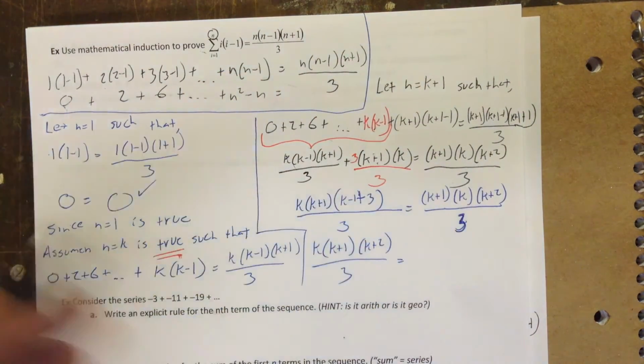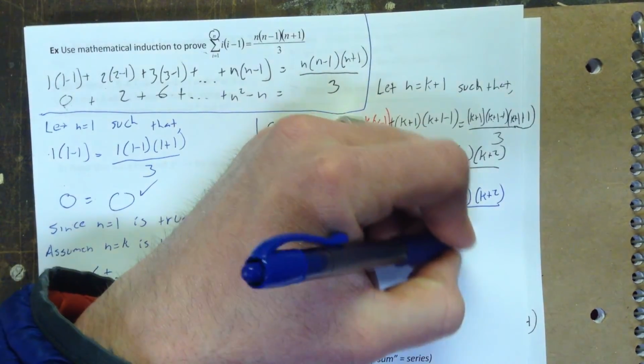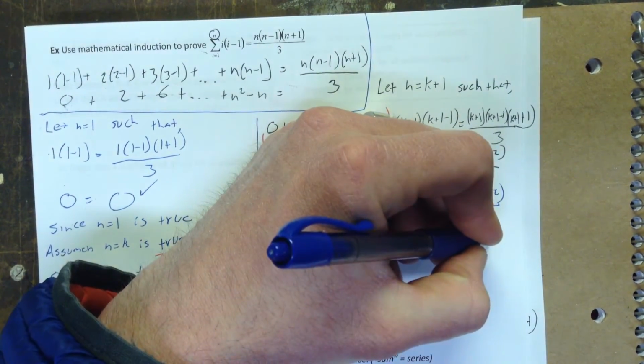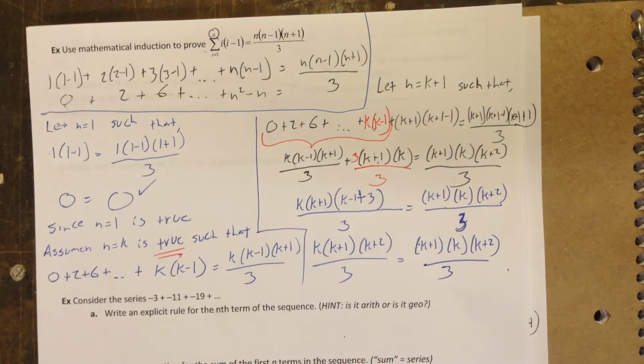Now the order is slightly different. Over here it is k plus 1 first, and then it's the k, and then it's the k plus 2, but that doesn't matter because it's multiplication. So as long as the left side looks like the right side, you are good to go. So that's really, really great.